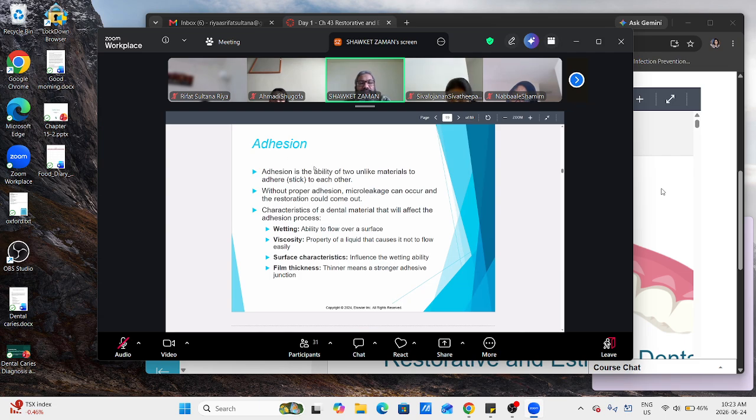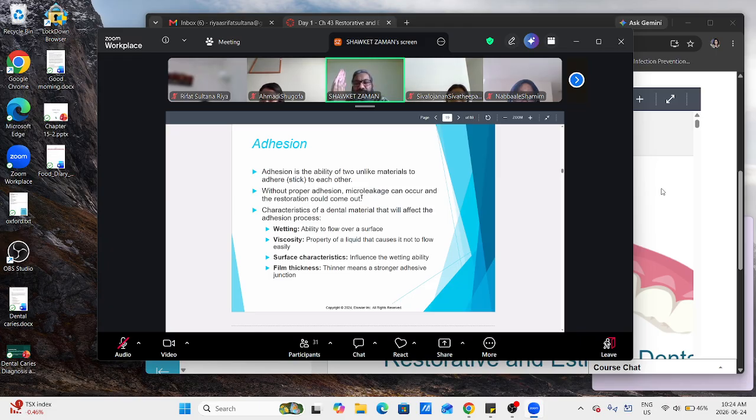And these adhesions, without the proper adhesions, the microleakage can occur, and it can be one of the causes of recessions to come out. So I put the materials on the tooth surface, but they are not properly attached. They are not properly joined together. What will happen? After a few days or few hours or few years, they will come out. So that's why the adhesion is very important.